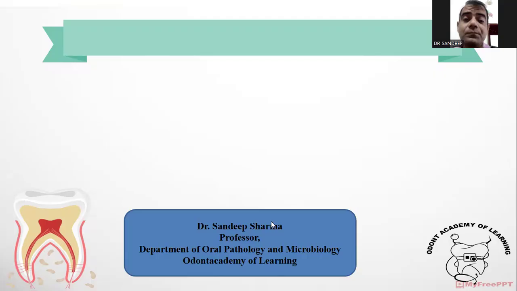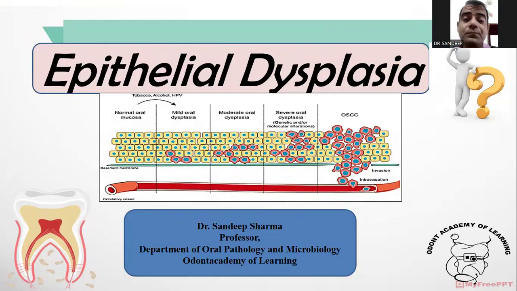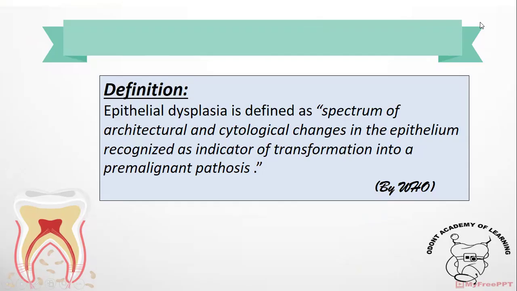So today we will be having a discussion on the topic epithelial dysplasia. When we talk about epithelial dysplasia, the question that comes up is, what exactly is epithelial dysplasia? Basically, we can define it as a spectrum of architectural and cytological changes in the epithelium which are recognized as transformation into a pre-malignant pathosis. And this definition was given by WHO.